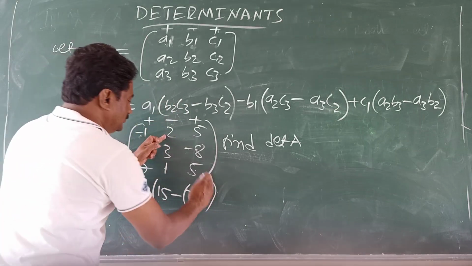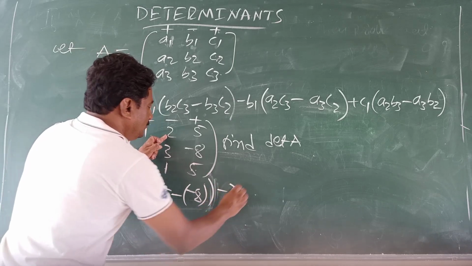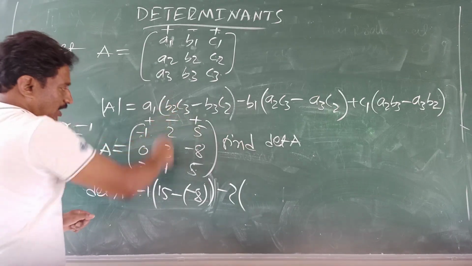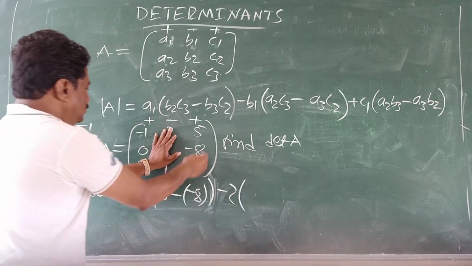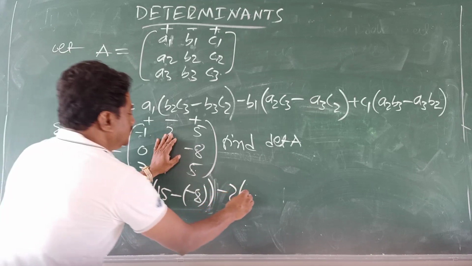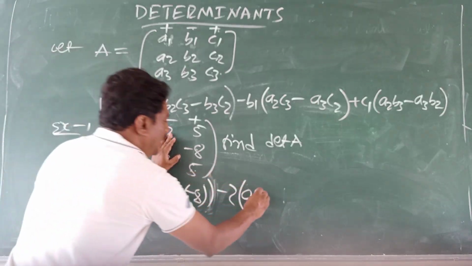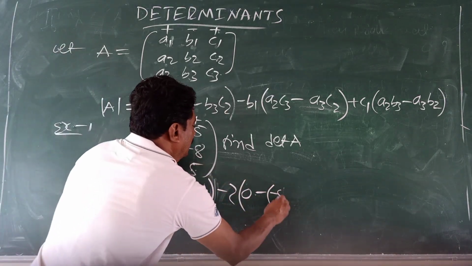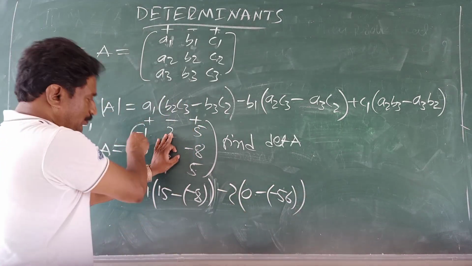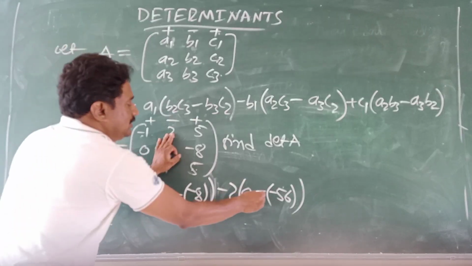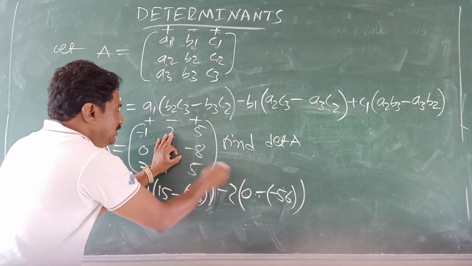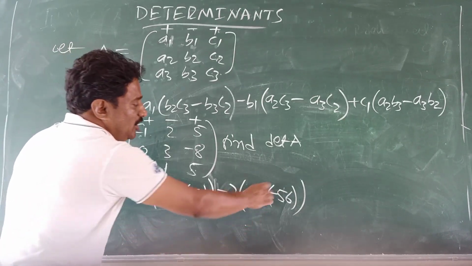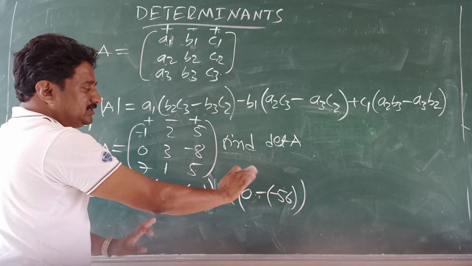Next, minus 2. Minus 2 into row, column. Leave that row, column. So these 4 elements. 0 into 5, 0. Minus 8 7s are 56, minus 56. Product of these two. After this product, writing minus must. Then multiply these two. Minus 8 7s are minus 56. Or you could have made minus into minus as plus in the mind itself.